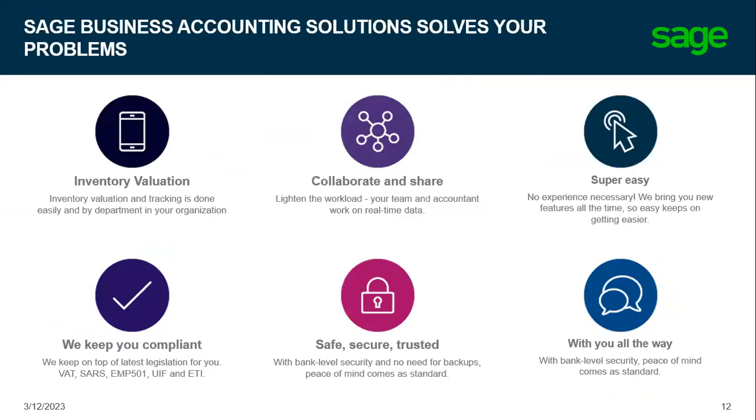So I shared this earlier with you. I explained the core function of Sage Accounting. I told you how it helps with inventory valuation, helps you to keep track of your inventory per department, and you can also do per category. It helps you to collaborate and share, so you can have as many staff as possible using the software at the same time, even when they have different functions on the software.